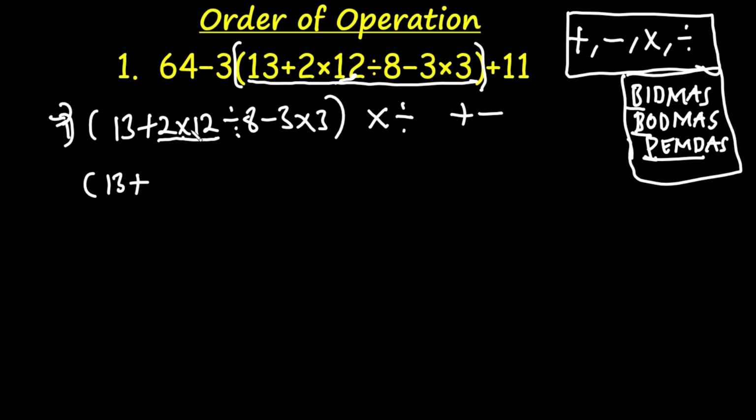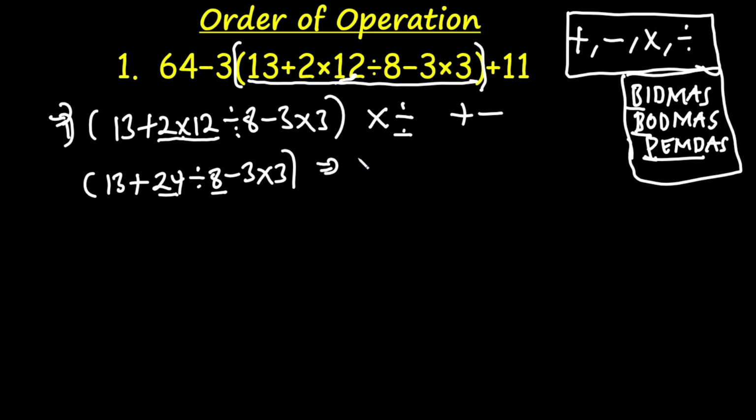I'm solving the multiplication first because in the order, multiplication comes from left to right. Multiplication sign comes before division. So 2 times 12 is 24, divided by 8 minus 3 times 3. Now we've gotten rid of the multiplication sign. So in that order we have division. Now for division, the division sign is in between 24 and 8.